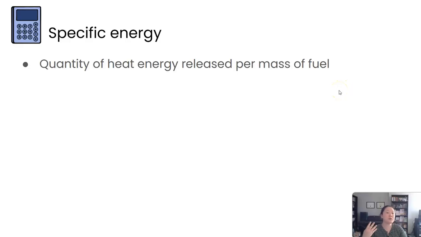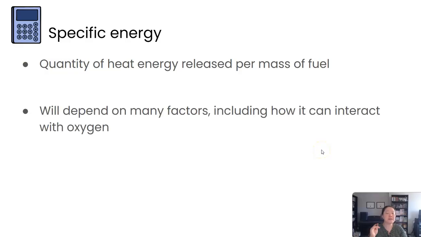Now, specific energy is a quantity of heat energy released per mass of fuel, and this is going to be a little bit different than some of the values that you might calculate using delta H naught of formation or delta H naught of combustion or anything like that. One of the reasons that it is going to be a little bit different is that specific energy is going to take into consideration some other factors that will affect how well something burns.